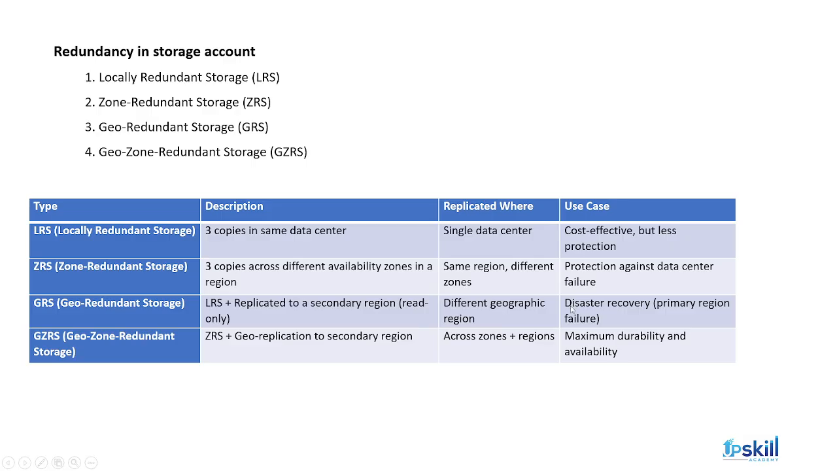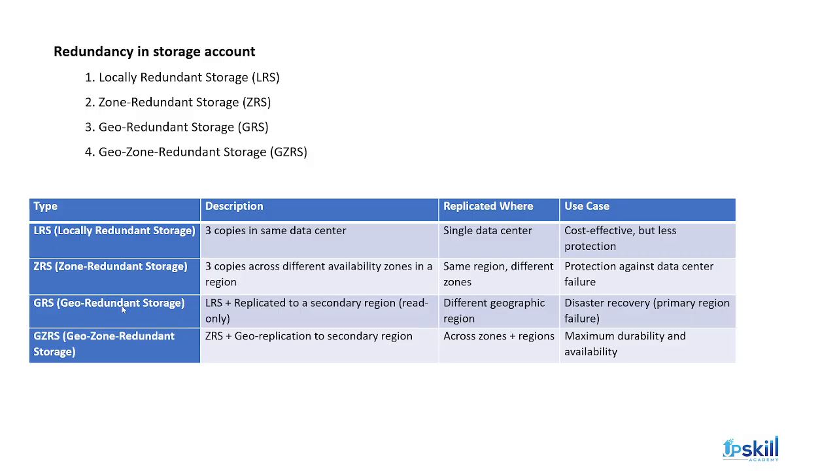Now coming to the third redundancy, which is geo-redundant storage. Geo-redundant storage uses LRS in a primary region and asynchronously copies the data to the secondary distant region.